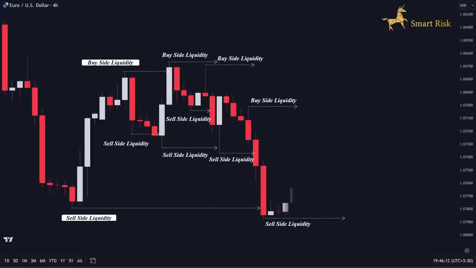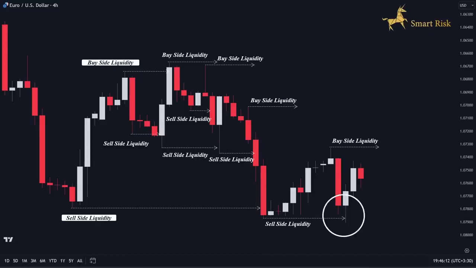Now let's move forward. Here again we can detect another swing high, as we have a high with a lower high on each side of it. So here, we have the buy-side liquidity resting above the swing high. In the following, we see that price pushes to the downside to reach the sell-side liquidity.